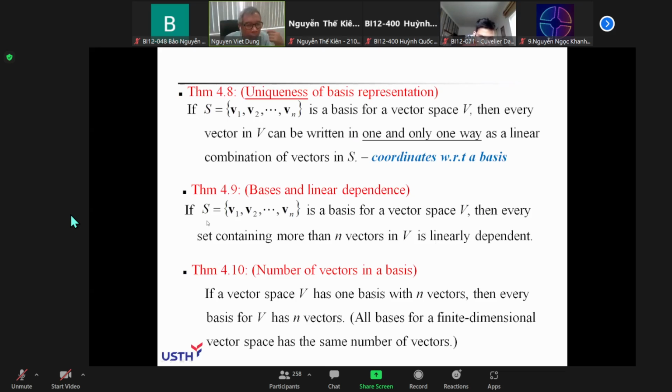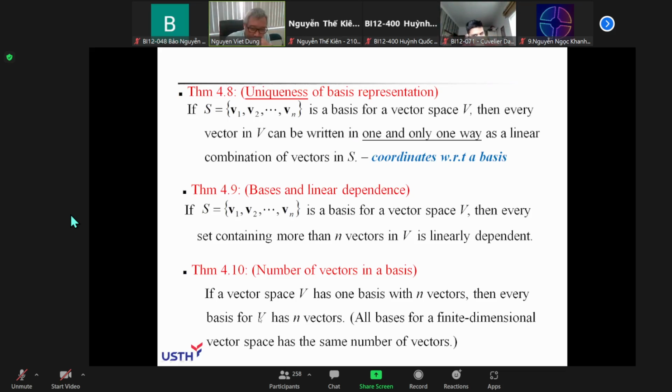So it means that you have n vectors to be a basis, then any set having more than n vectors must be linearly dependent.